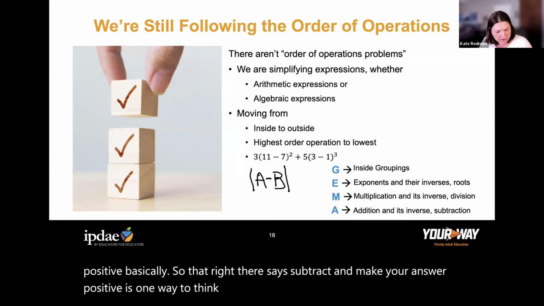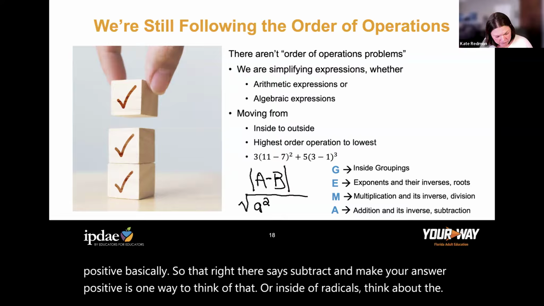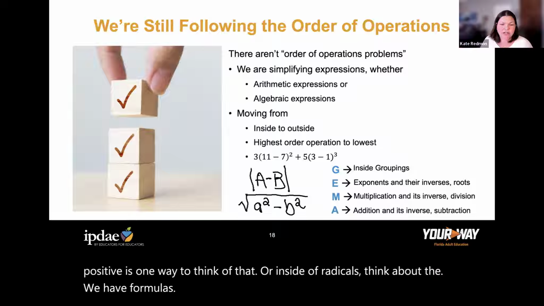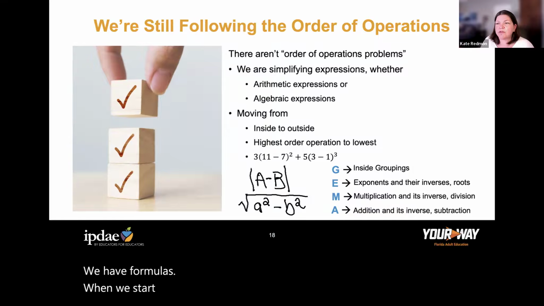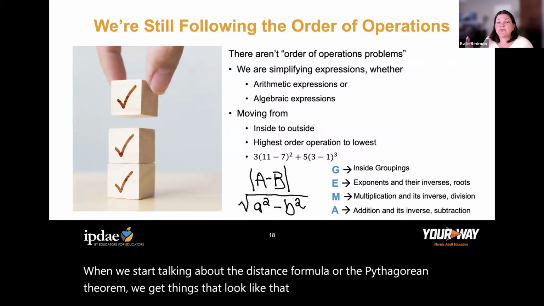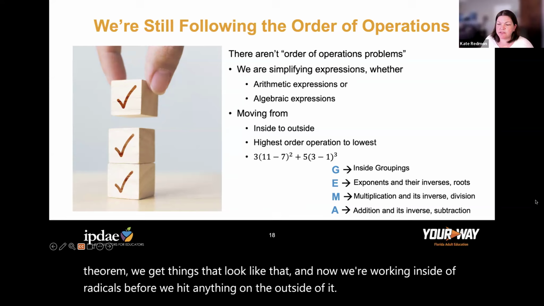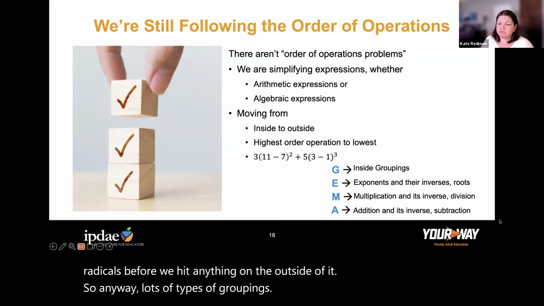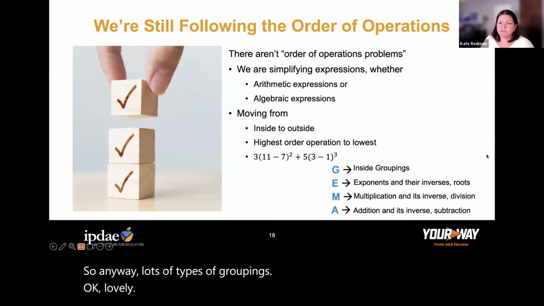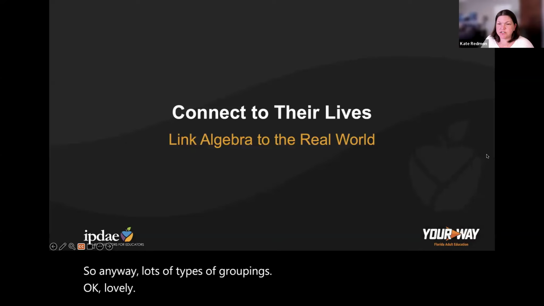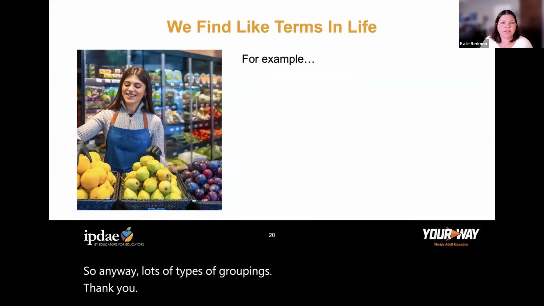Or inside of radicals, think about we have formulas when we start talking about the distance formula or the Pythagorean theorem, we get things that look like that. And now we're working inside of radicals before we hit anything on the outside of it. So anyway, lots of types of groupings. Okay, lovely. Thank you. Good question.